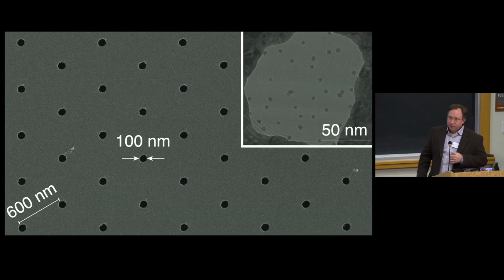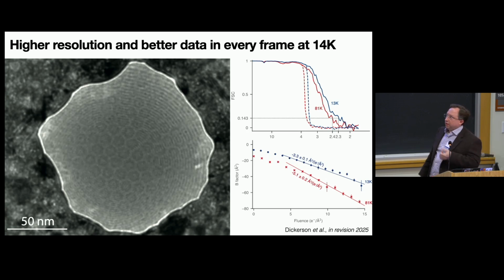So what does this look like? This is a grid fabricated with 100 nanometer holes with a 600 nanometer pitch. So much like the one I showed you before, except the holes are 3 times smaller. And these are some gold nanoparticles inside. And here you can see the beam that we put on it on our old Polara. It only has 2 condenser lenses, so you see the nice fringe pattern from the condenser lens, and it's just larger than the hole. And these 2 things together were sufficient to allow us to determine structures where every single frame in a movie series was better at helium temperatures than nitrogen.